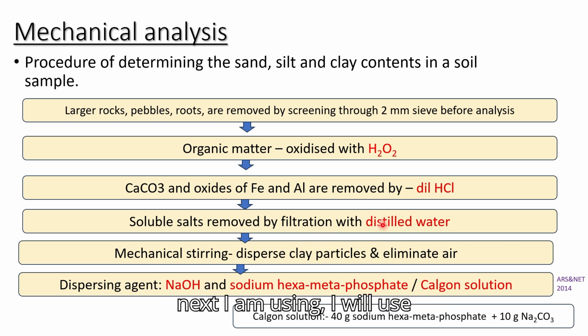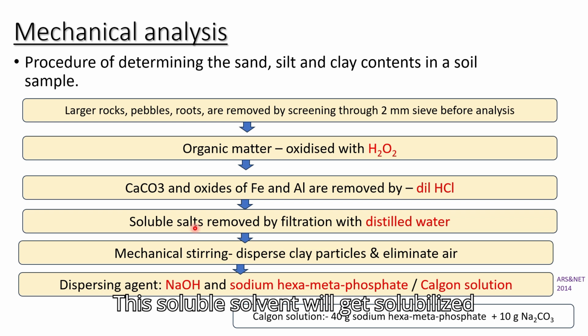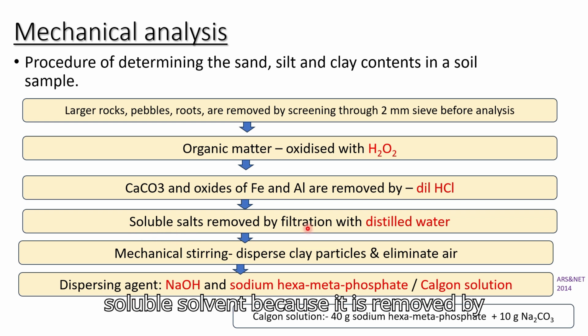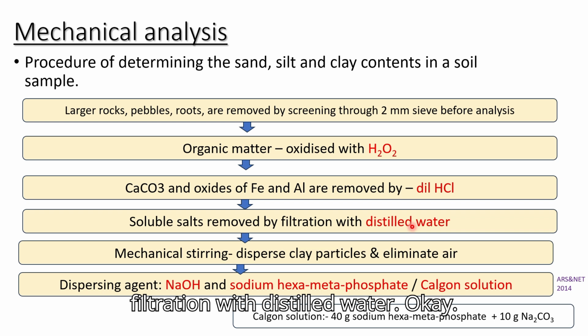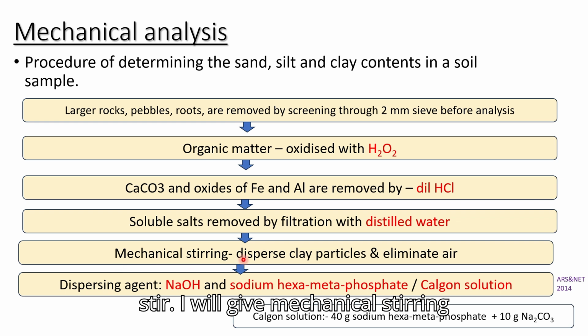Then next I will use distilled water for filtration. For what? For removing soluble salts. This soluble salt will get dissolved in the distilled water, and while filtering, what we get is a solution that contains soluble salt. So after drying, the soil sample will not contain this soluble salt because it is removed by filtration with distilled water. Then I will give mechanical stirring to disperse the clay particles and eliminate air. So air will be removed.